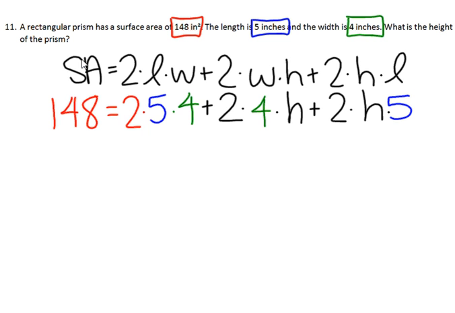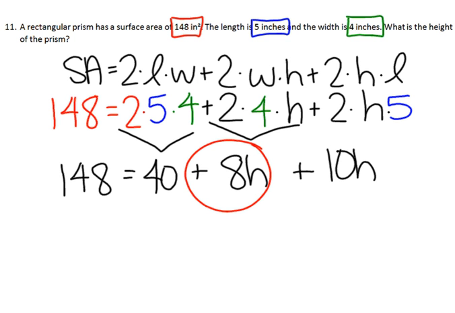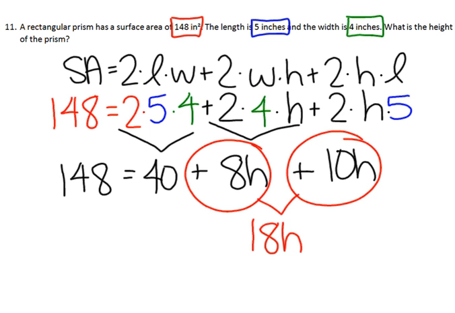From here, I'm going to combine the like terms that I can. So 2 times 5 times 4 is 40. I'm going to bring down 148 equals, plus 2 times 4 times h is 8h, plus 2 times 5 times h is 10h. Then from here, still combining like terms, 8h plus 10h is 18h. We still have positive 40 equals 148.